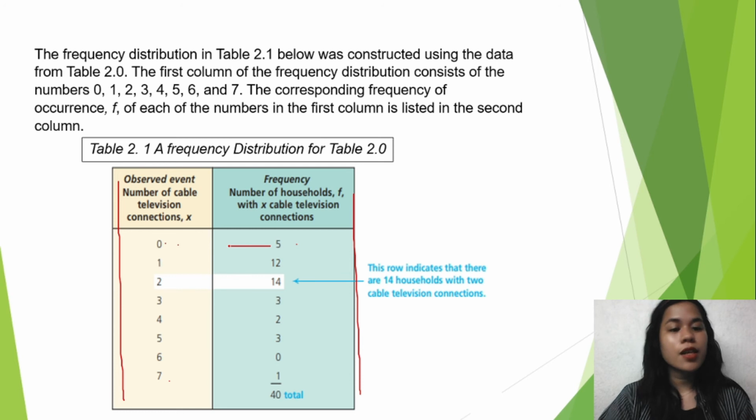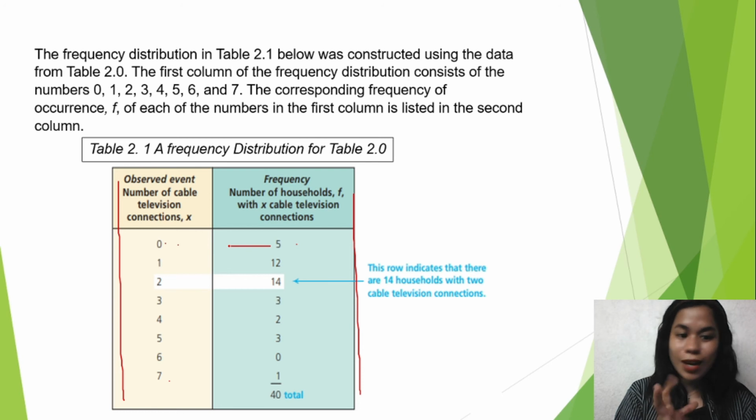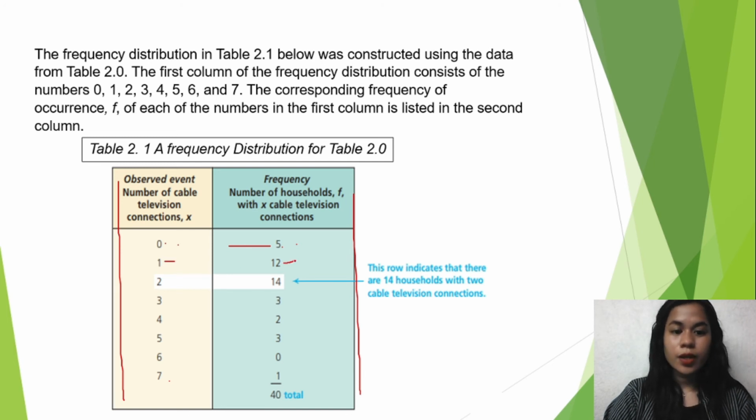So meaning to say that no cable television connections, that household, they do not have cable television connections. So, there are 5 households. And for only one cable TV connection, there are 12 households. And for 2, we have 14. 3, we have 3. 4, we have 2. 5, we have 3. 6, we have 0. And 7, we have only 1.